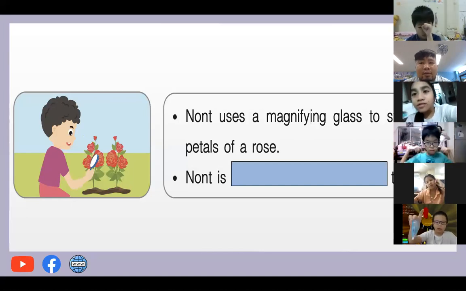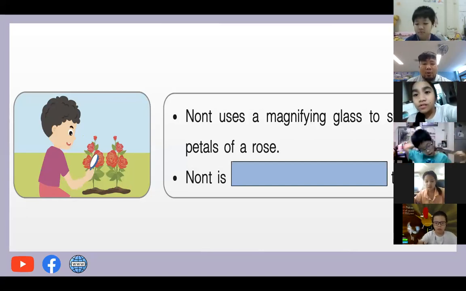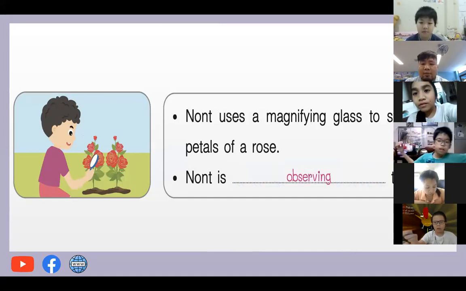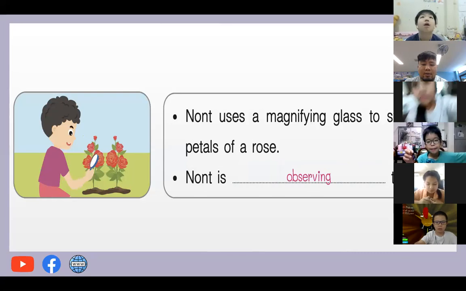Observing. Huh? None is observing the rose. Okay. Next one.